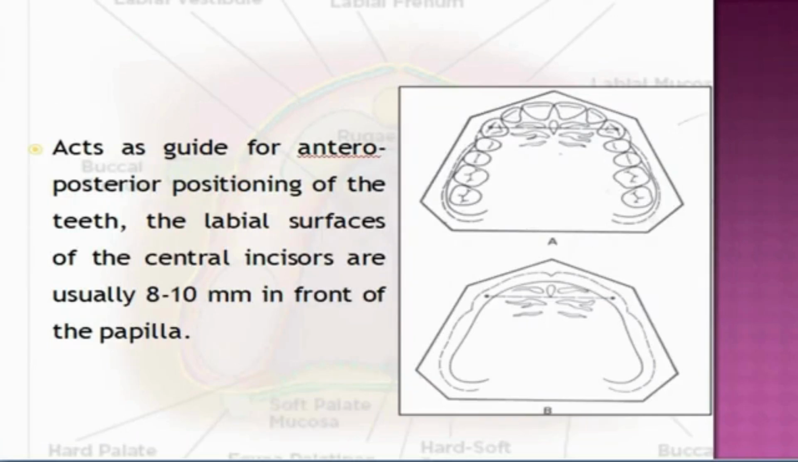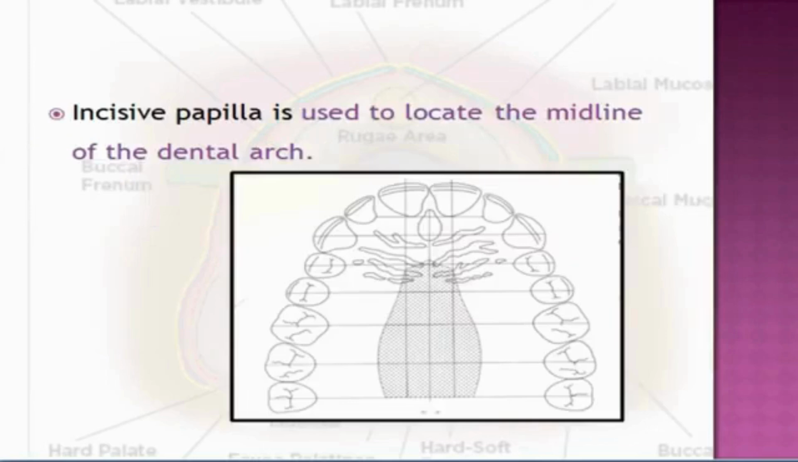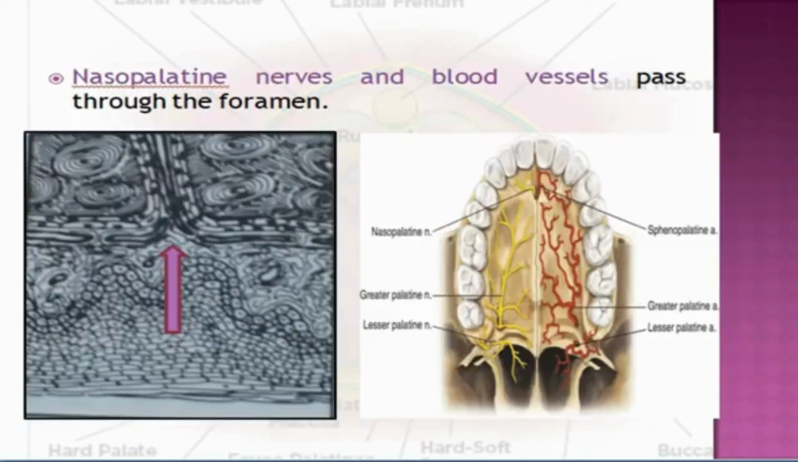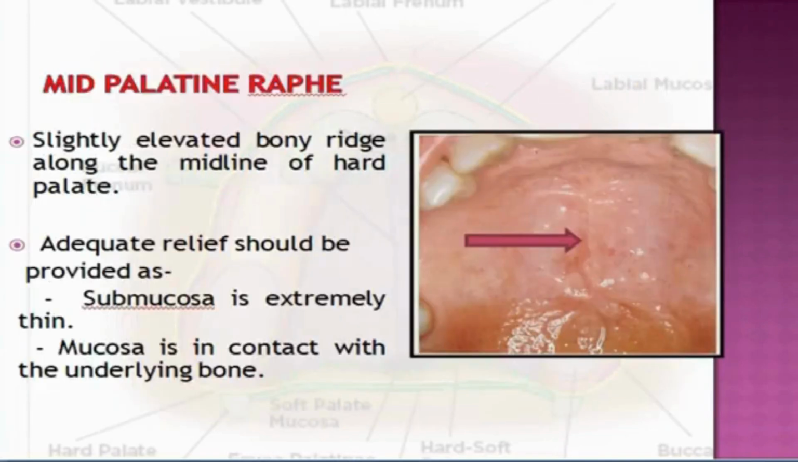Incisive papilla acts as a guide for anterior-posterior positioning of the teeth. The labial surfaces of the central incisors are usually 8 to 10 mm in front of the papilla. Incisive papilla is used to locate the midline of the dental arch. The nasopalatine nerves and blood vessels pass through this foramen. Therefore, care should be taken that the denture base does not impinge on it, and it has to be relieved while making the impression.